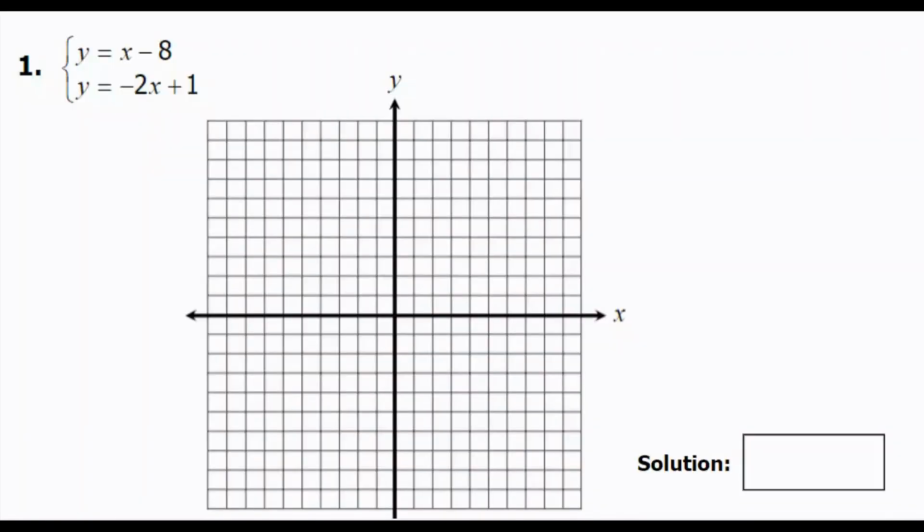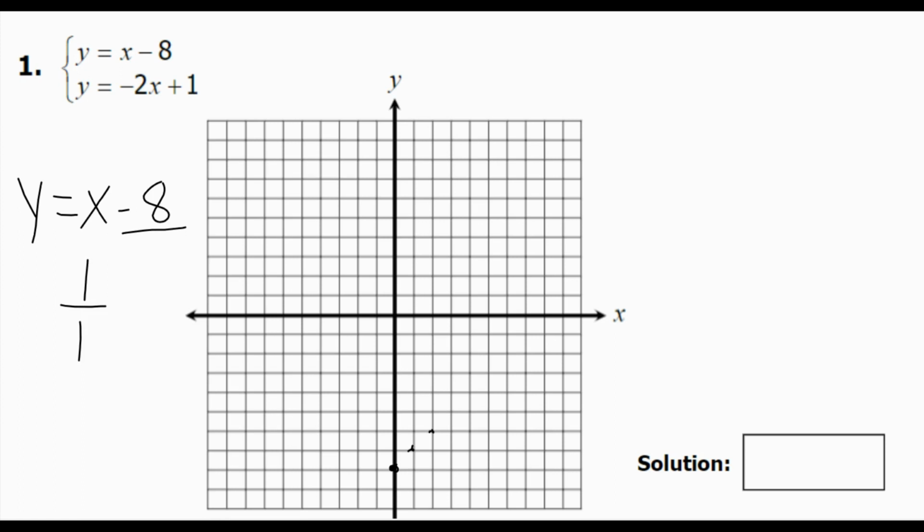Now looking at some problems, we have problem 1: y equals x minus 8 and y equals negative 2x plus 1. So I want to graph both of these equations. First, I'll look at y equals x minus 8. When I graph, I always start at my b, or my y-intercept. So I'm going to plot a point at negative 8. That's down here. Now my slope is 1x, which is 1 over 1, so that means I'm going to go up 1, right 1.